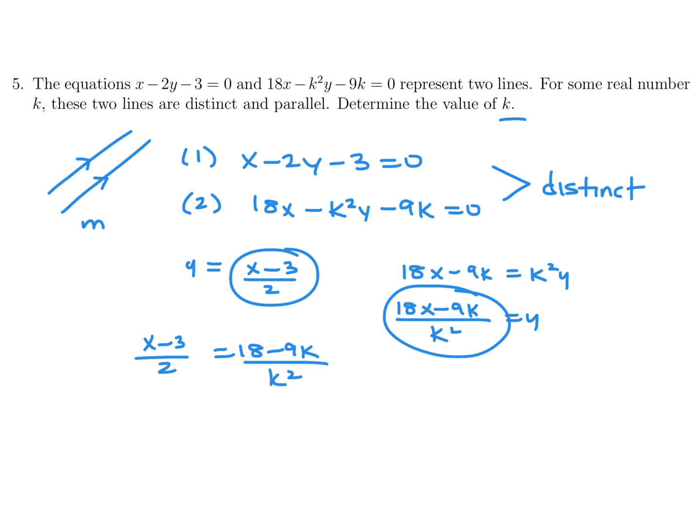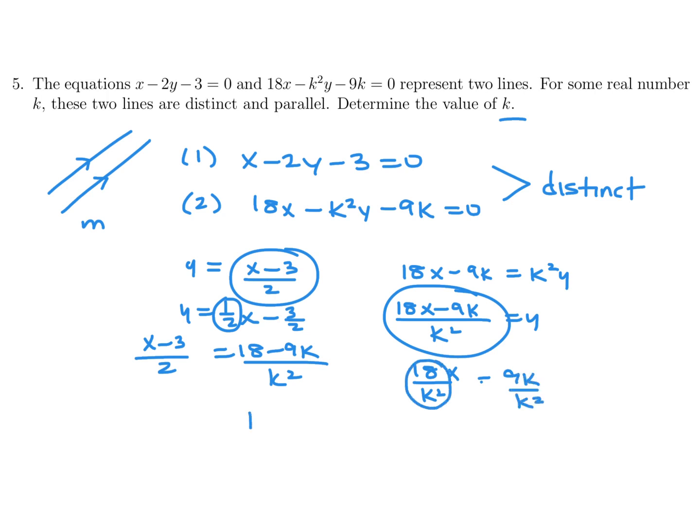But that's going to give me two variables. Let me just work with the slopes. I think that would be a little bit easier. So this is 1/2 x minus 3 over 2. The slope here is a half. The slope here would be 18x over k squared minus 9k over k squared. So this is the slope here.